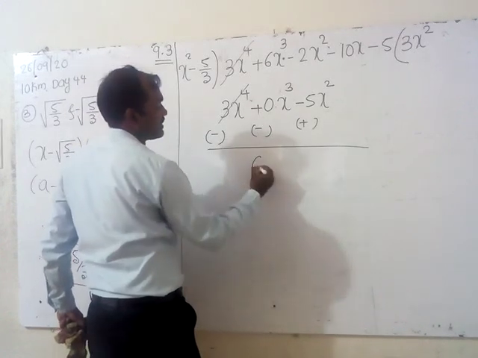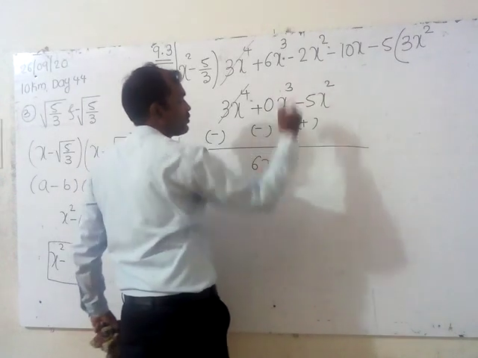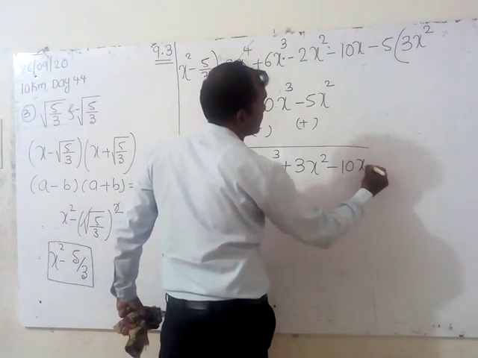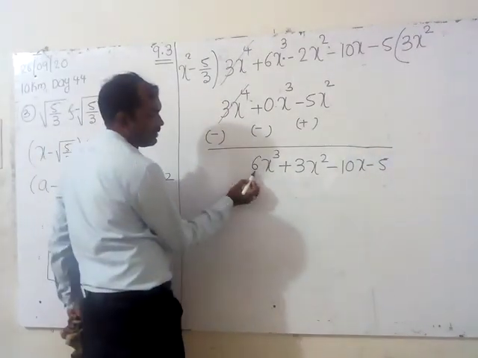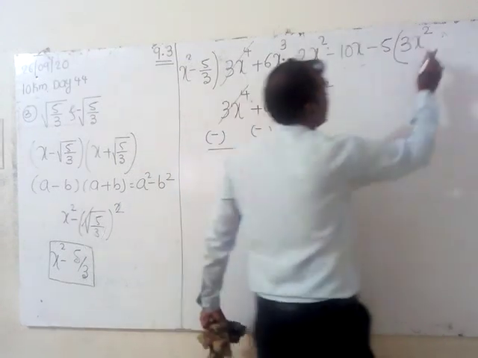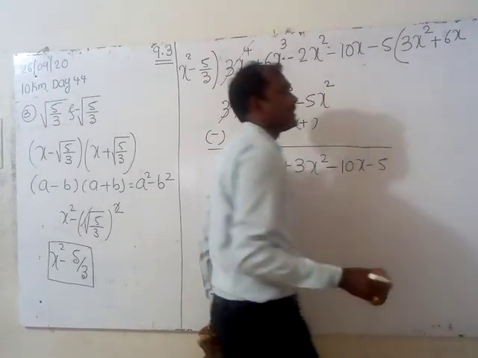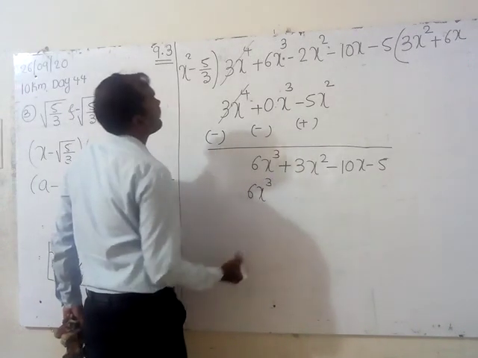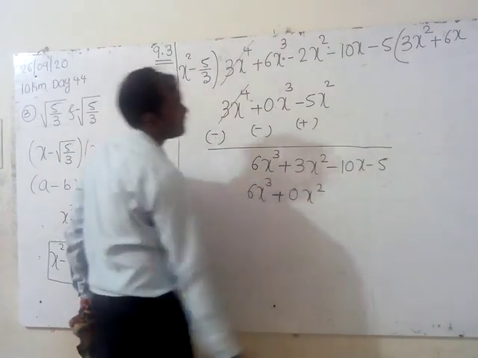These two are cancelled. 6 is the 6x cube. Minus the plus side 5x square and 2x square with that plus 3x square, next 10x minus 5. Next, 6 is x cube, x square, and then multiply. 6x into x square is 6x cube. x is x to the power, but square is 0 into square, 0 into square.